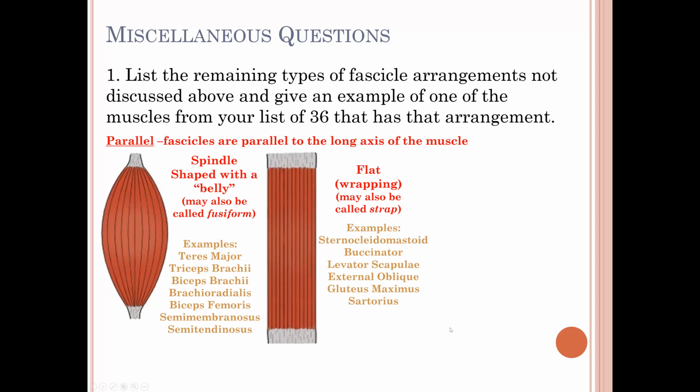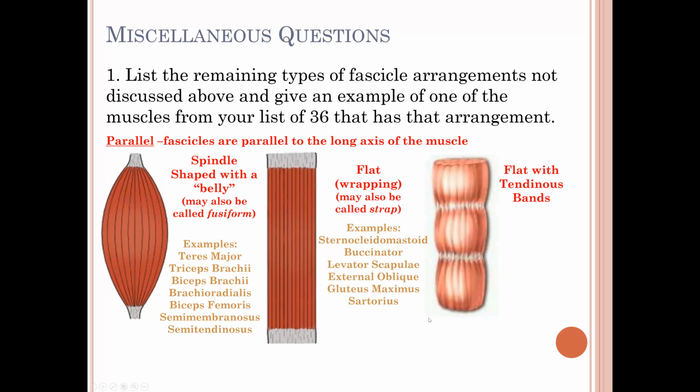parallel to each other. And then the third type is a flat parallel muscle with tendinous bands. So this one is similar to the middle one, except it is broken up with tendons in the middle of the muscle. And an example of this one is the rectus abdominis.